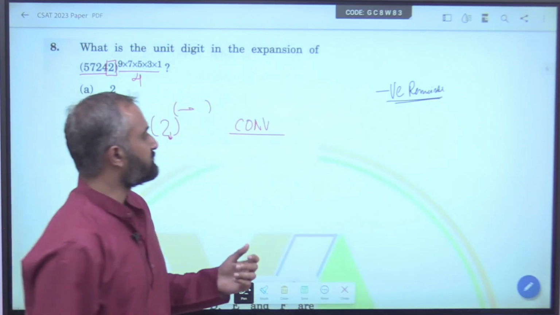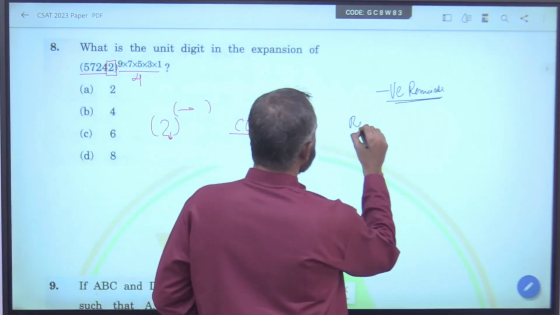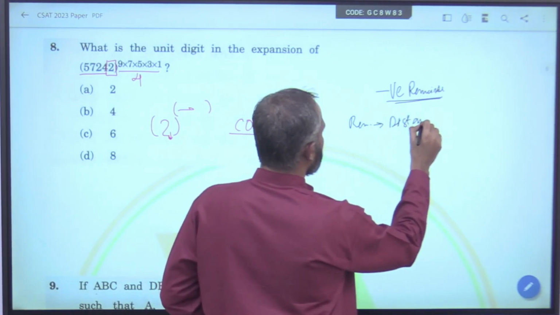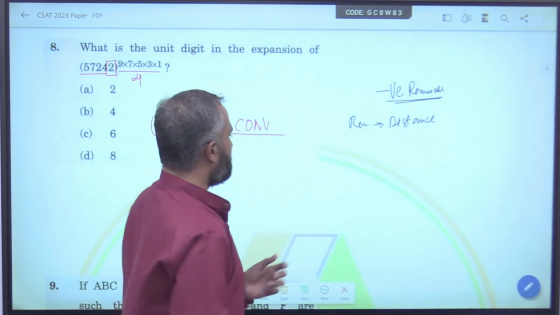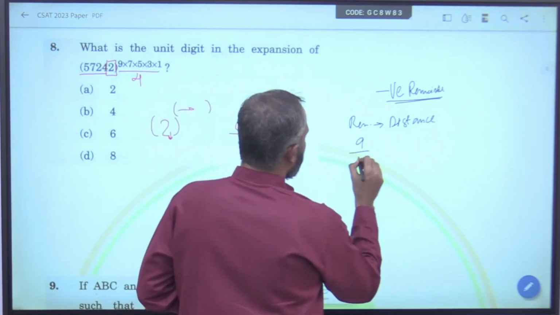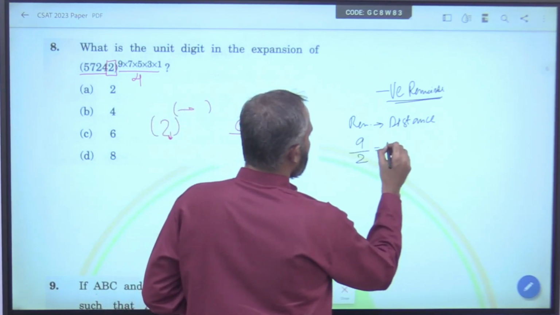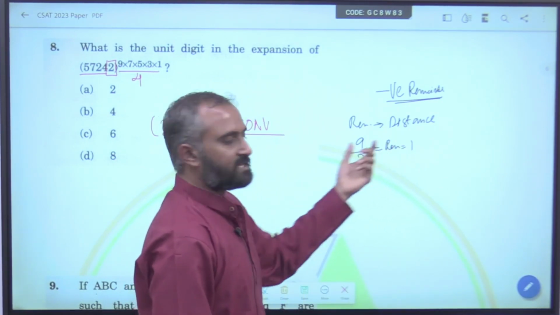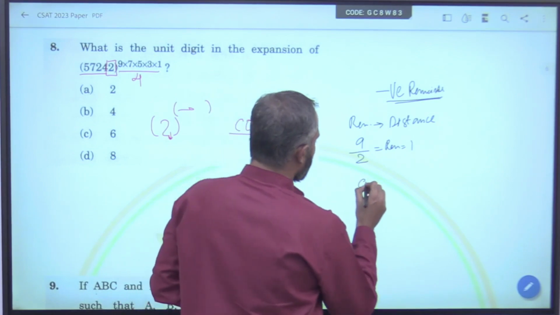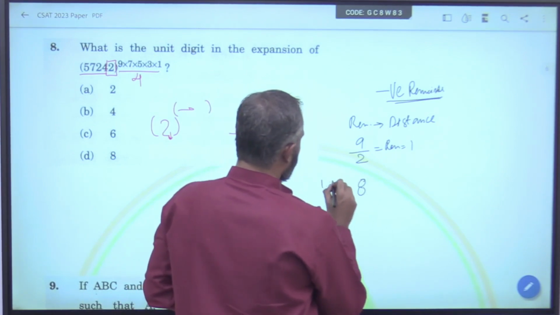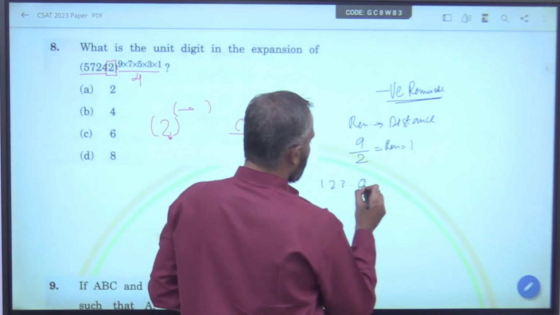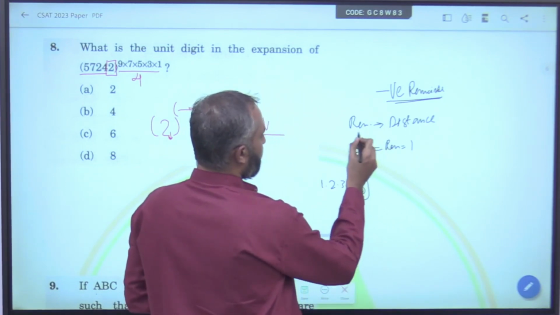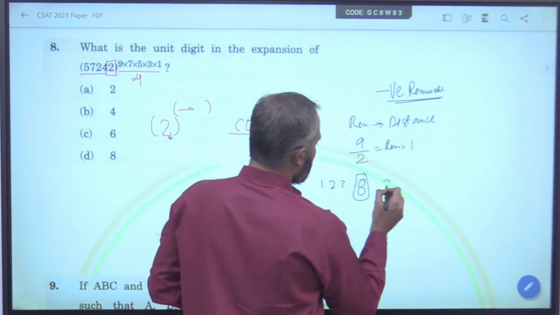Just a brief introduction. Remainder is always the distance from the nearest multiple. Suppose take the example of 9. 9 by 2 is a remainder of 1. 1 denotes here the distance to the nearest multiple. Suppose 8, 1, 2, 3, and so on until 8. 8 is a multiple of 2. Remainder shows us that our 9 is one distance away from 8.